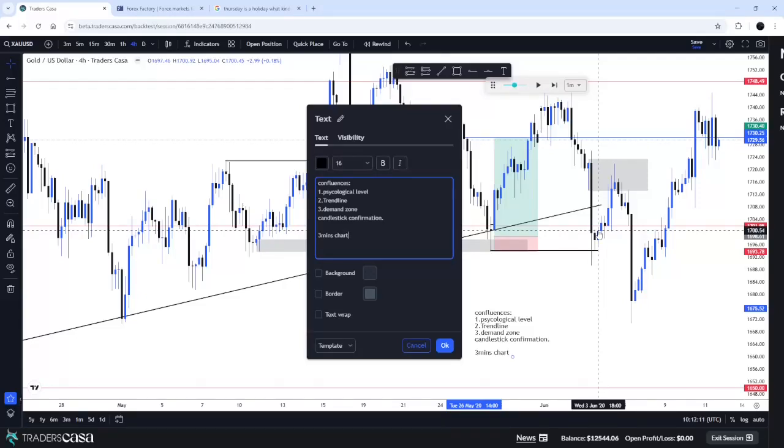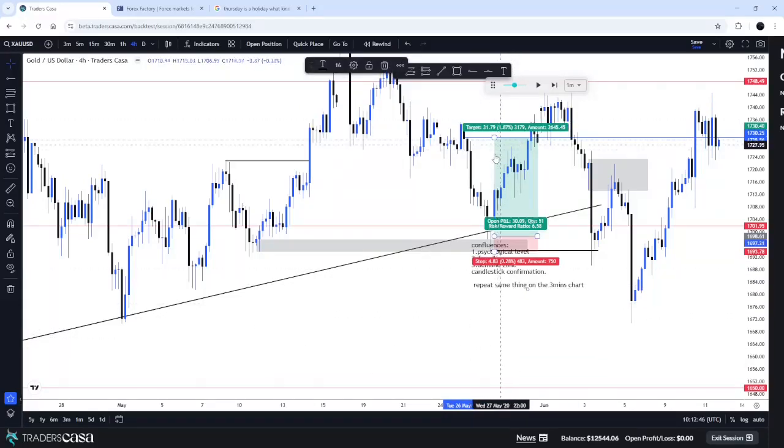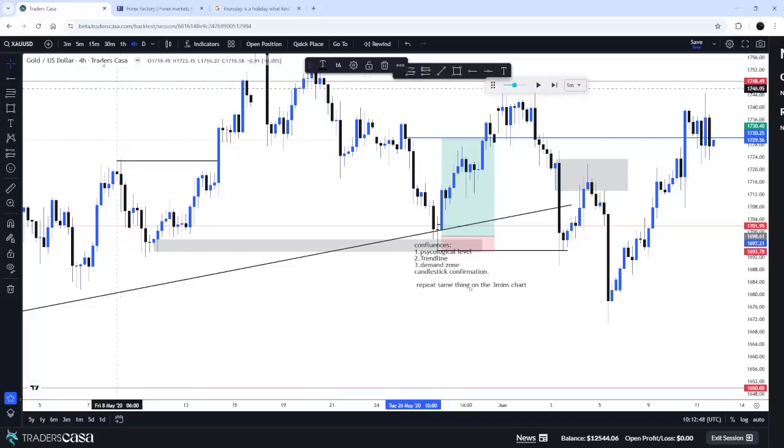So the 4-hour helps us to get what? Repeat the same thing on the 3 minutes chart. If you can see, same thing on the 3 minutes chart. So this is what we did. This is our confluence, and we had this on this 3. So this is a beautiful setup.